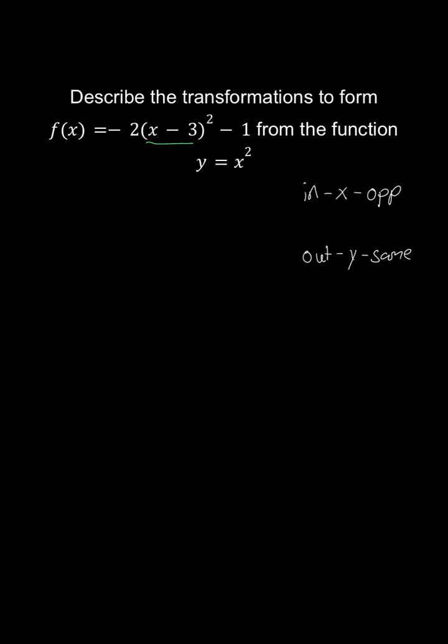Since we have x minus 3 in the parentheses, that means we're really going to be doing x plus 3 to the x values, and we have on the outside times negative 2 and minus 1, so our rule for y is we'll multiply y values by negative 2 and then subtract 1.